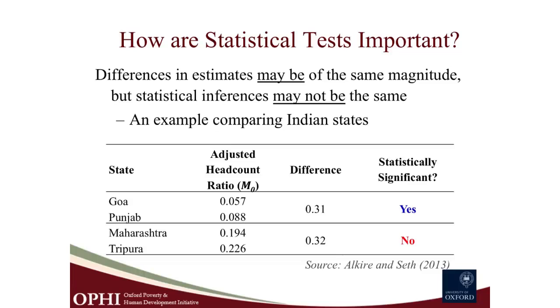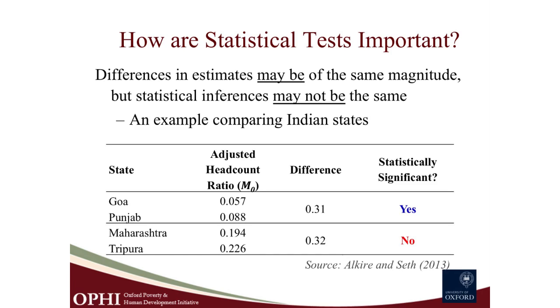The other kind of issue that may arise is through your conclusions based on a sample. Have a look at it. You have here examples of two pairs of Indian states. The first one is Goa and Punjab. The difference is 0.31 in their M0.